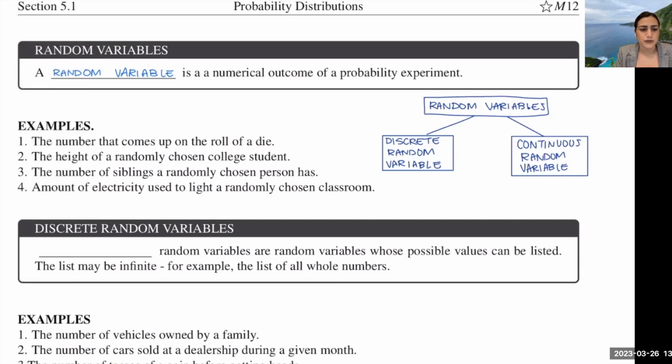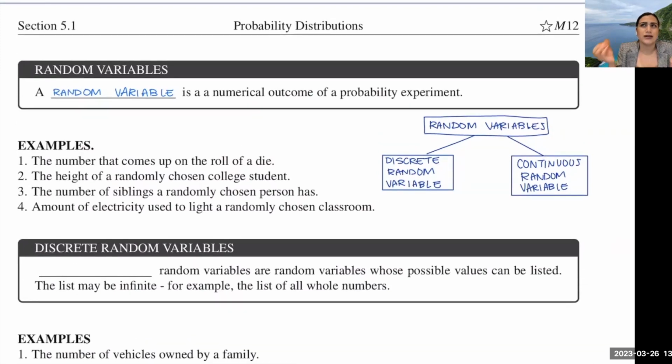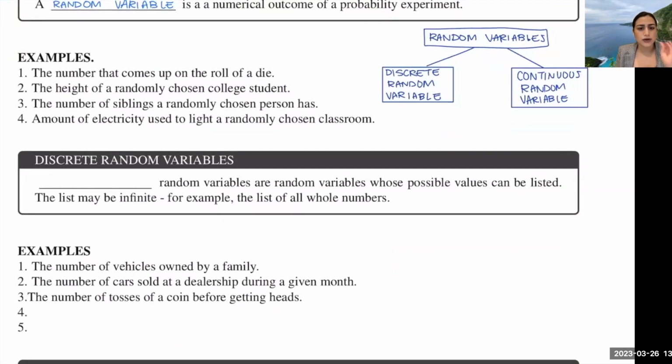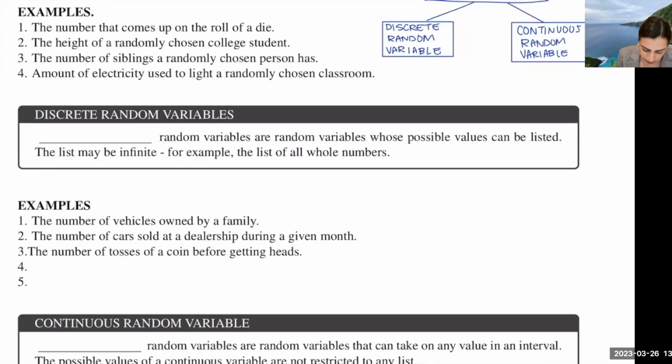Okay. All right. Well, let's actually determine what is the definition of a discrete random variable and talk about some of those examples as well. So if we have a discrete random variable, these are going to be random variables whose possible values can actually be listed. The list may be infinite, for example, the list of whole numbers, but you can list them. So the list of whole numbers would be 1, 2, 3, 4, 5, 6, 7, right? They actually do go off to infinity, but we can list them if those were the values that would come out. So that would be our discrete random variable.